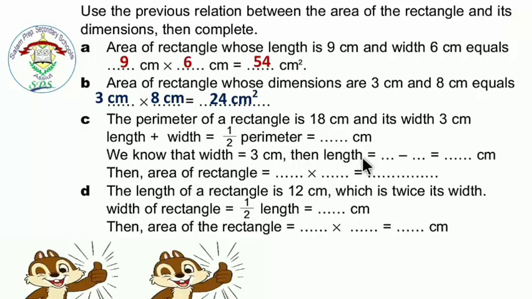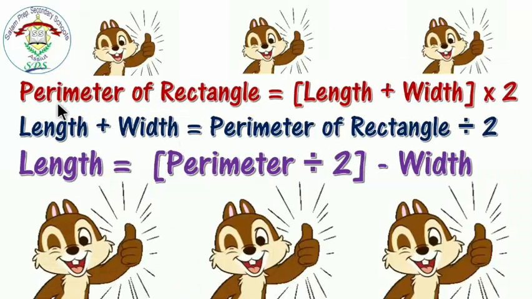Then length equals... Please remember with me. We know the perimeter of a rectangle equals length plus width, all times 2. When we want length and width, inverse the times 2 into divided by 2. Times 2 will go to the first scale. So length plus width equals the perimeter of the rectangle divided by 2.